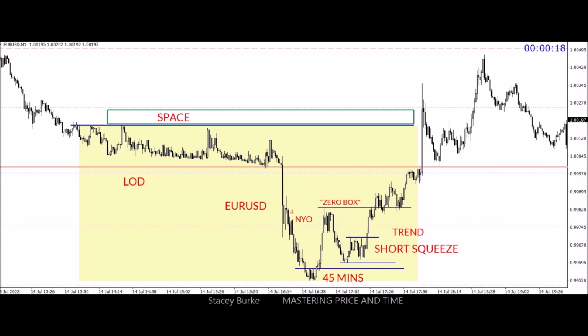This is what I refer to as a zero box, a day zero setup, whether it's on a 15-minute time frame, a daily time frame. We see this at the beginning and the ends of months. They consolidate sideways inside of a rectangle.